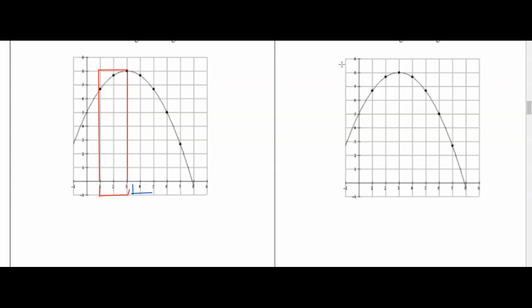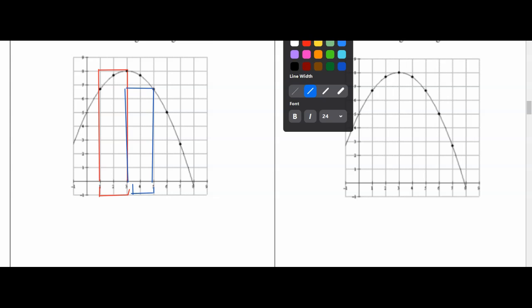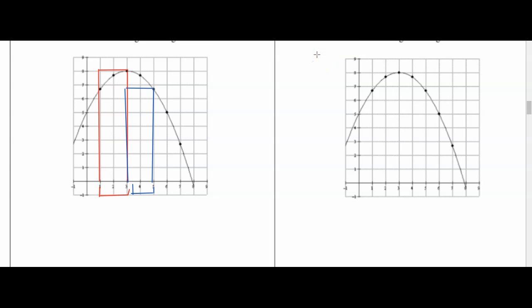So my second interval will be 3 to 5, but it will be 5 that determines the height of that rectangle. And then finally, let's do orange. Going from 5 to 7, it will be 7 that determines the height of that rectangle.